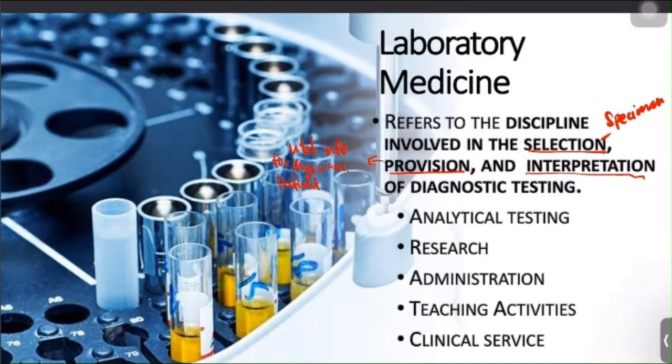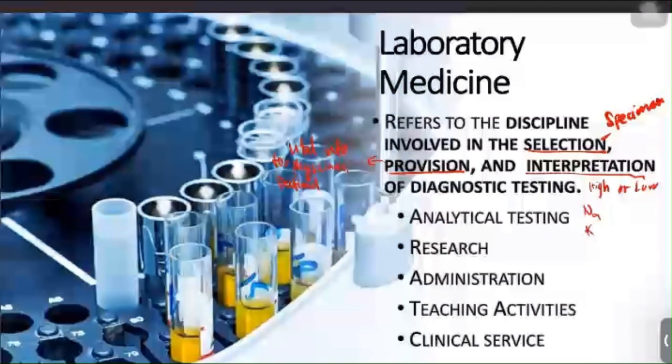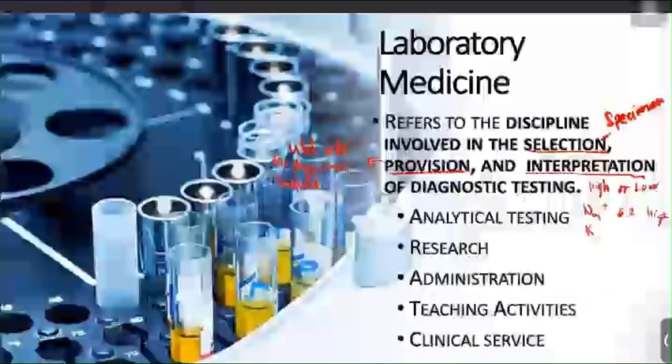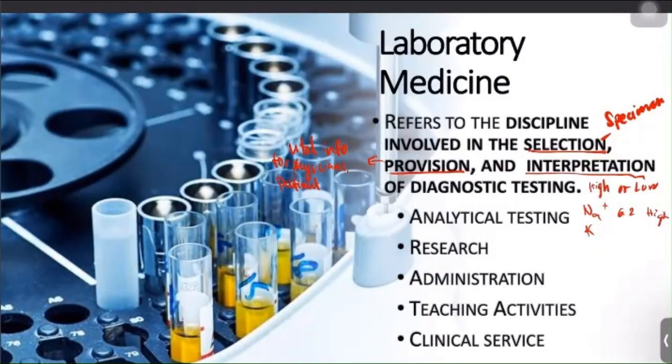How? For example, for clinical chemistry section, we include the word high or low. Example, you test sodium, potassium, your electrolytes. So you put there, your sodium is high. So you say, the result is 6.2. Then you have a note there, high. So you provide interpretation based on your data, of course, your interval or your normal values.